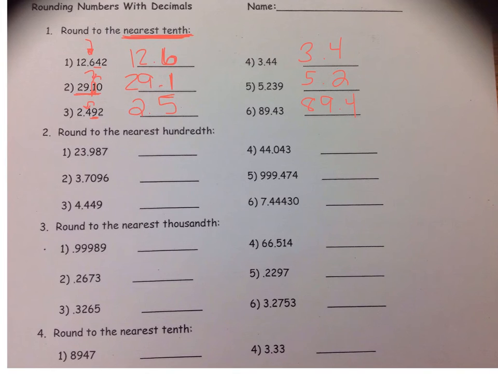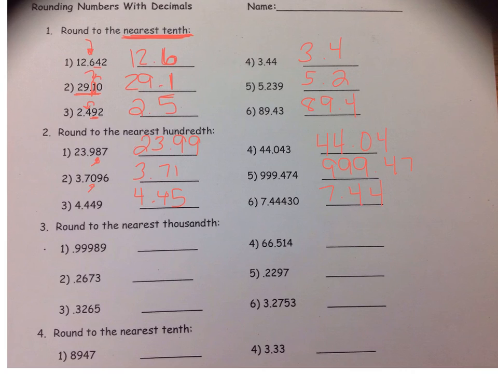Next we're going to round to the nearest hundredth. So that means that we want to look at the second spot after the decimal point. So take a minute, pause the video, see if you can decide on what you would round 1 through 6 on this section to. So remember, for each of these, we're rounding to the hundredths place. So you should have gotten 23.99, 3.71, 4.45, 44.04, 999.47, and 7.44. If you didn't get these answers, look back and see where you went wrong.